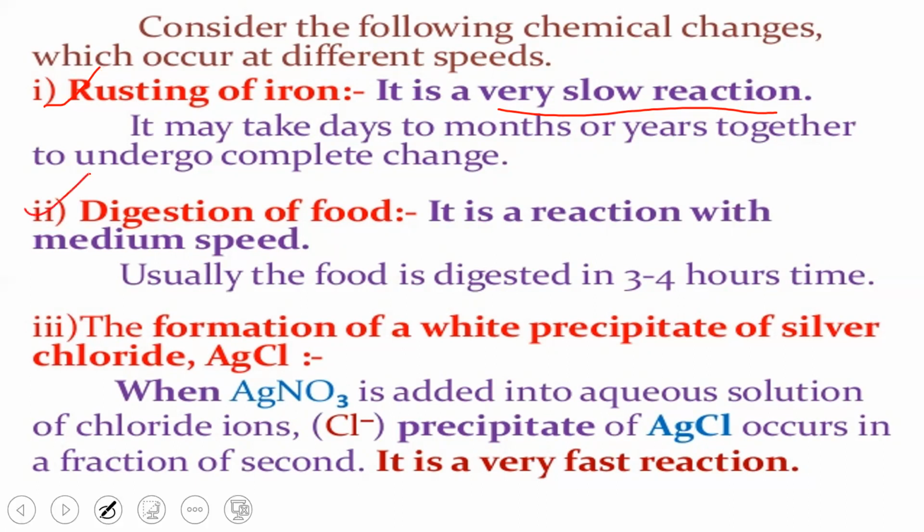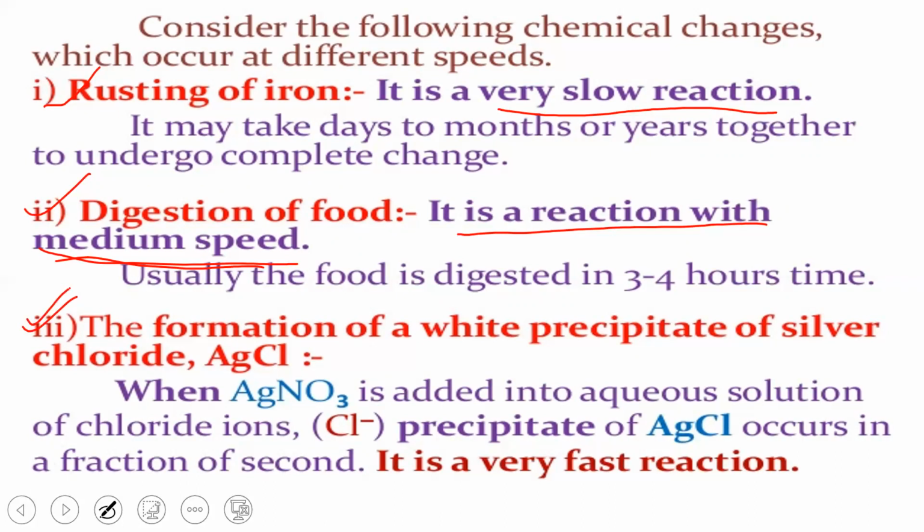Coming to the second one, that is reactions with a medium speed. There are some reactions that undergo at a medium speed and then give the products. The best example is the digestion of food. The digestion of food usually takes 3 to 4 hours, so that means it is a medium speed. And the next one, that is the third one, fast reactions, very fast reactions.